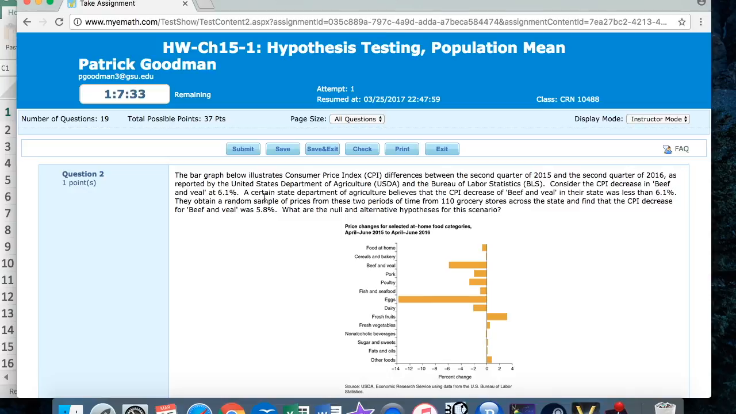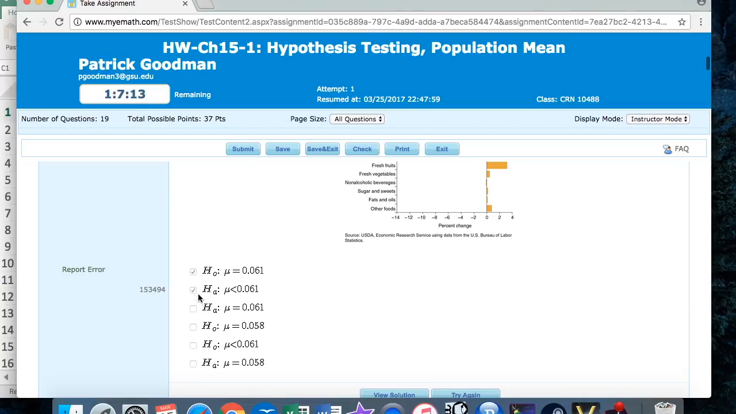The null hypothesis is always equals, but then here, this sentence: a certain State Department of Agriculture believes the CPI decrease of beef and veal in their state was less, so less than 6.1%. So somebody says, hey, actually we think it's less than 6.1%. So then that would be your alternative hypothesis right here. Your mu is less than that 0.061.